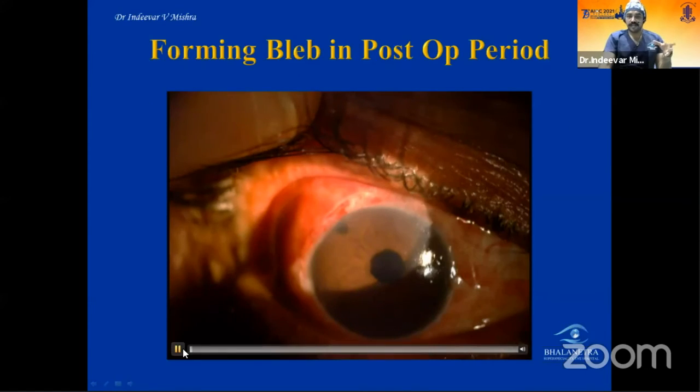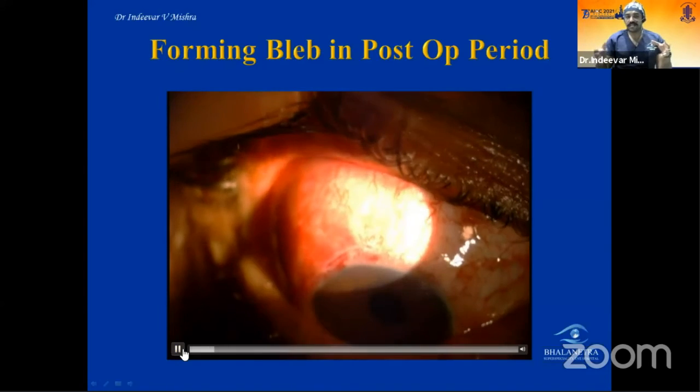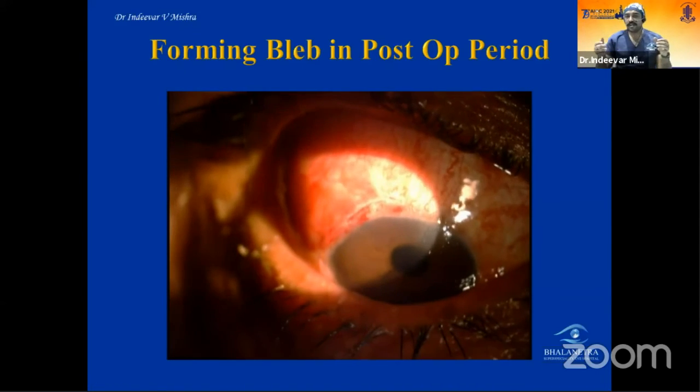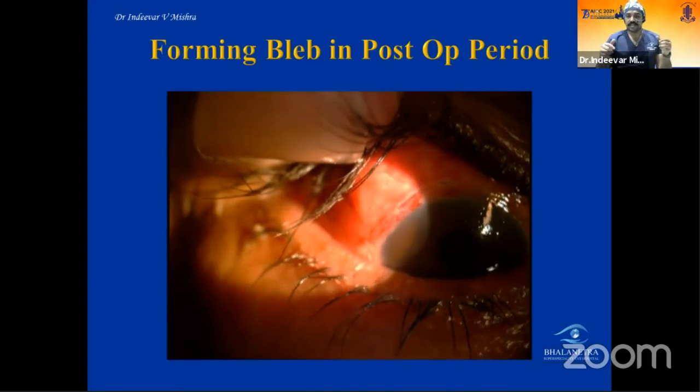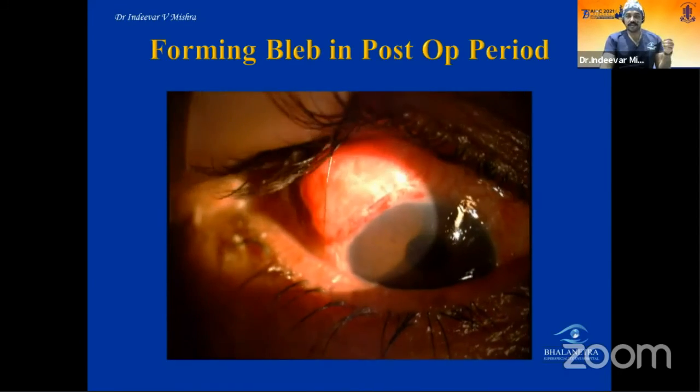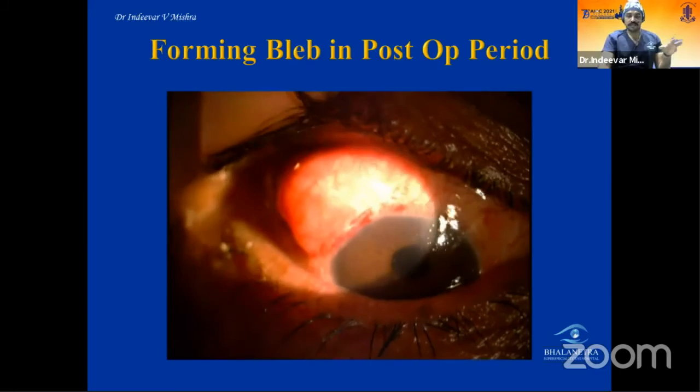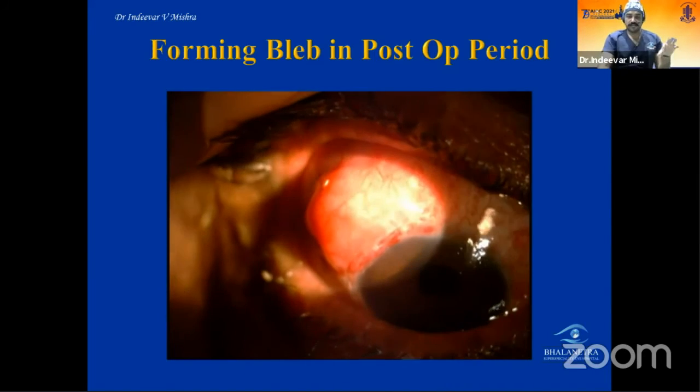Now, once you have done the release, the next thing is to restore the bleb function. Forming the bleb is very important. Now, there are various techniques. You can simply press onto the upper lid, or you can press onto the lower lid. It can be done by you every day, or the patient can be taught to do it at home. I usually do it once or twice in my clinic on the first day when I have done the needling.